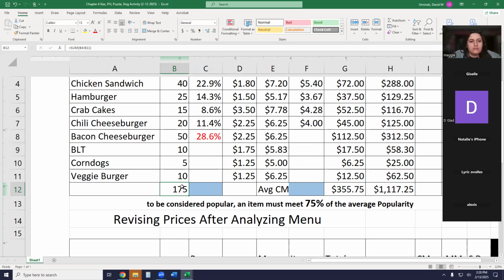All right. You can check your answers with your neighbor to see if you got the same things.